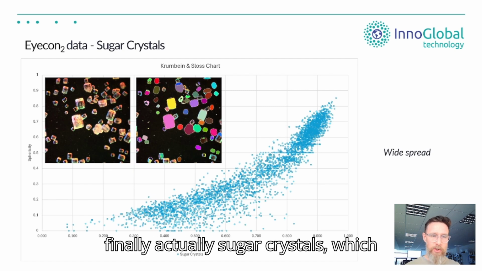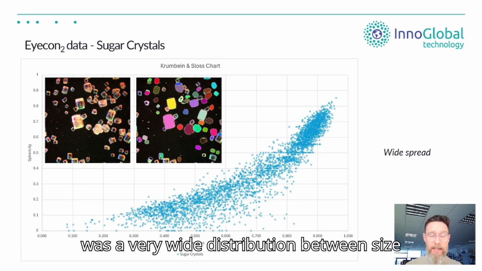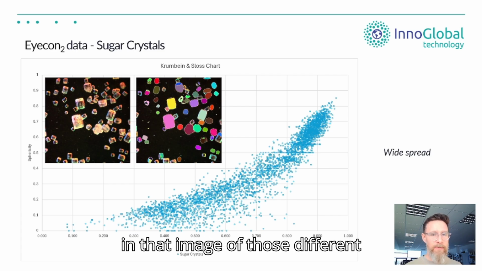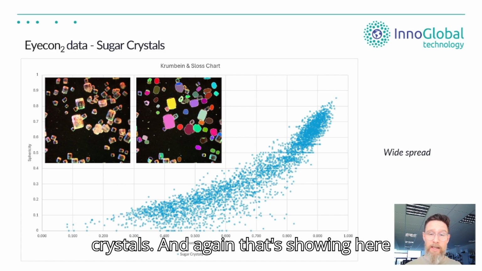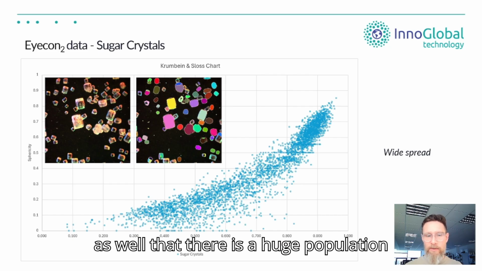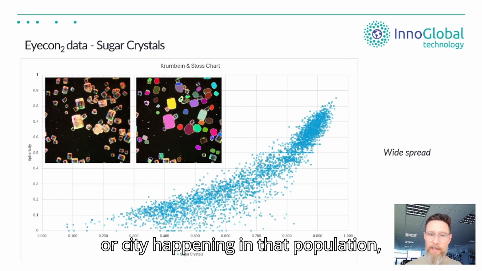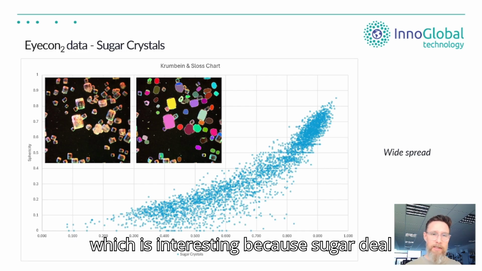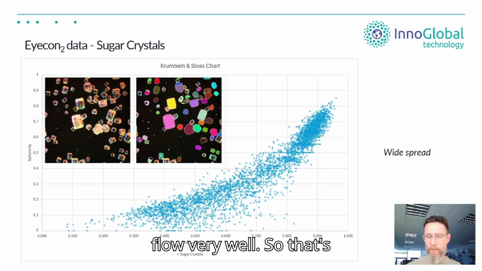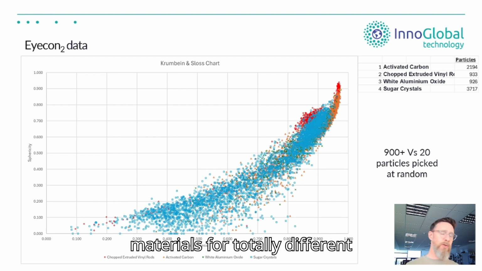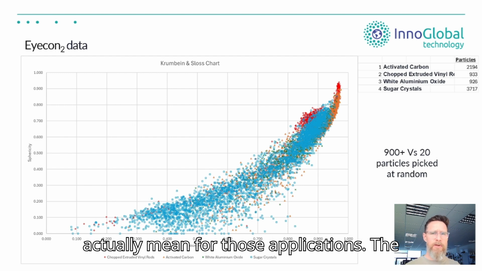And then finally, actually, the sugar crystals, which was a very wide distribution between size and shape. We had a lot going on in that image of those different crystals. And again, that's showing here as well that there is a huge population of round and spherical particles in there. Not very high-end roundness or sphericity happening in that population, which is interesting because sugar does flow very well. So that's just an example of taking 4 different materials for totally different applications and what shape could actually mean for those applications.